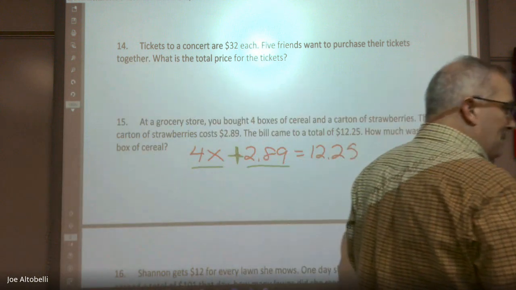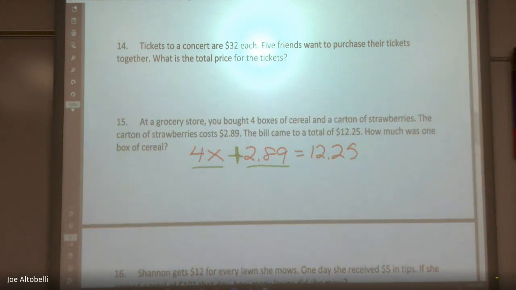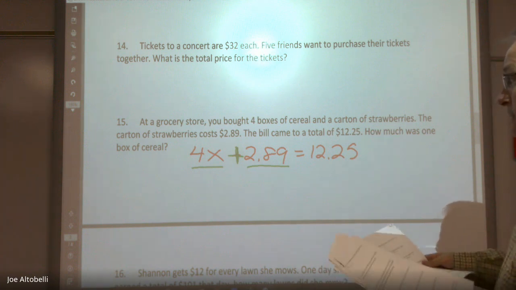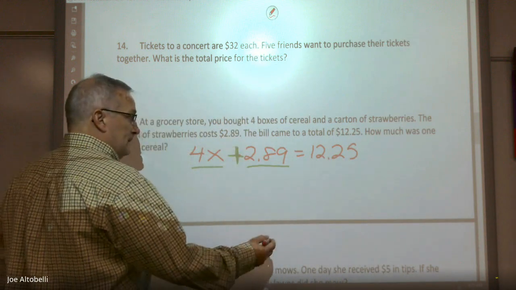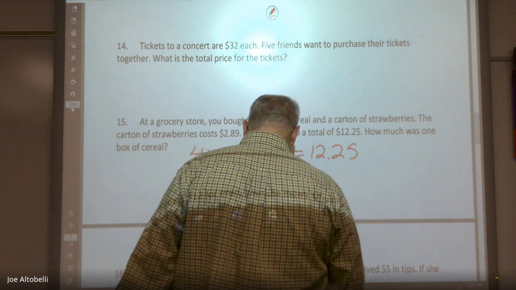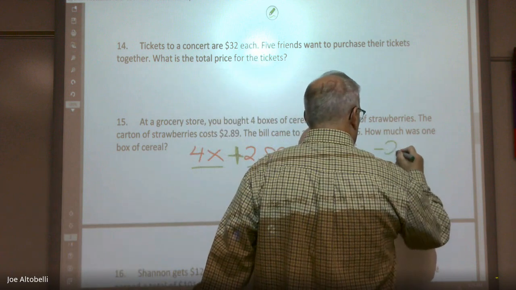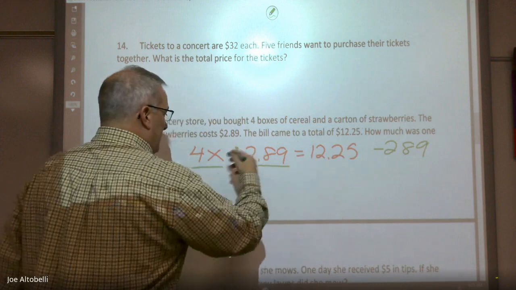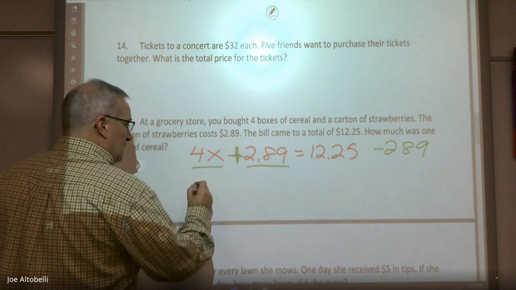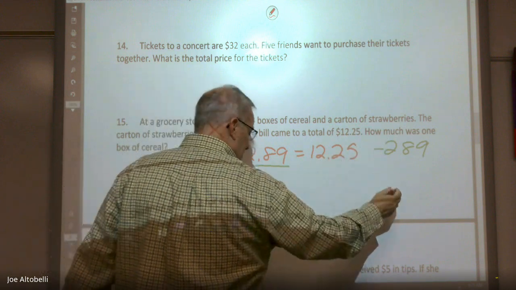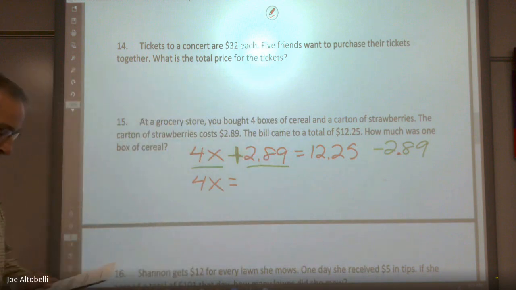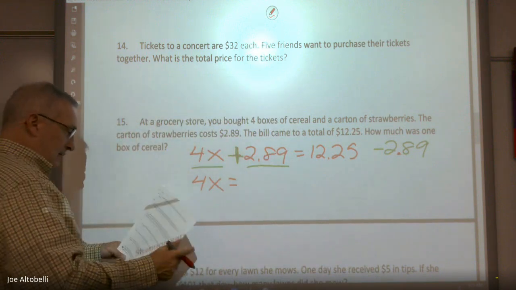Can anybody tell me what type of equation this is? 2-step equation, yeah. Just like we did yesterday. So we will subtract the $2.89. I'm going to write it over here, like this: subtract $2.89. So we subtract the $2.89, and that gives me 4x equals 12.25 minus the $2.89, which is 9.36.